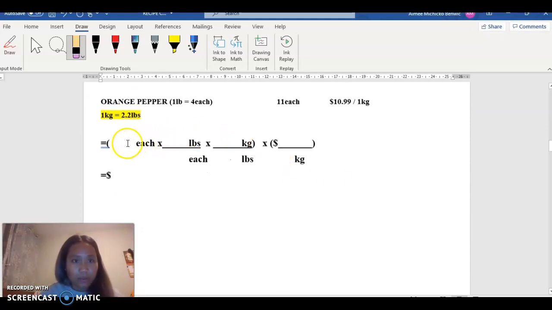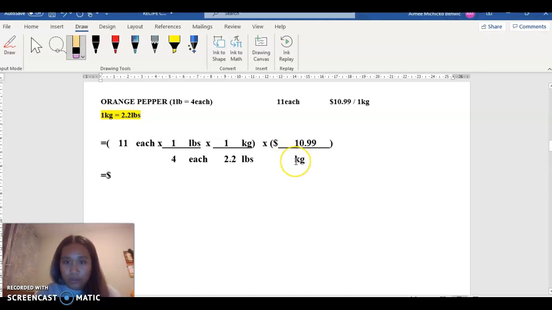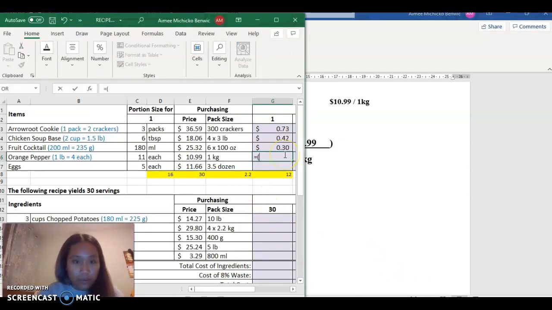item, we have orange pepper. So we have 11 each. In 1 pound, there's 4 orange peppers. As the weight equivalency says, we have to go to kilograms. In order to do that, we have to convert it. In 1 kilogram, there's 2.2 pounds. And we're just going to copy the price, $10.99 per 1 kg. So after doing that, that gives us $13.74.